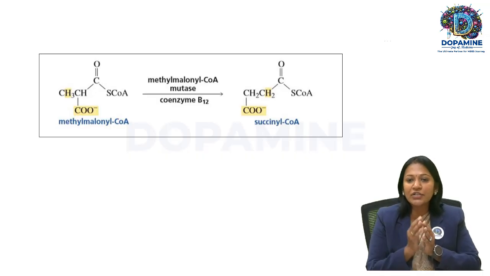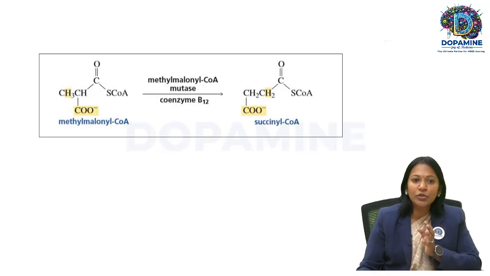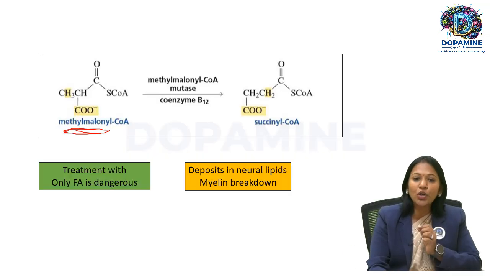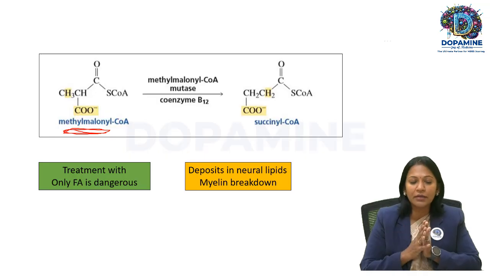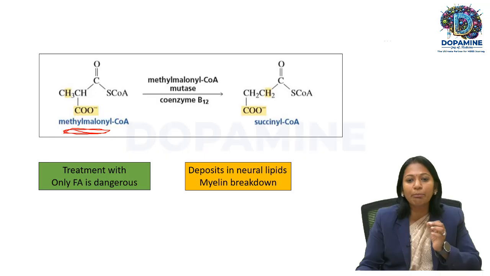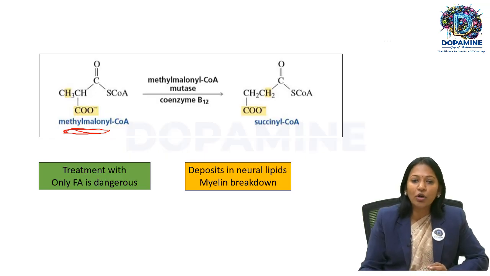If this reaction doesn't happen, what happens? The precursors, methylmalonate and propionate, will accumulate. If they accumulate, what will happen? They tend to accumulate in the myelin. They deposit in the neuronal lipids, causing myelin breakdown. That is the reason for the dorsolateral column of the spinal cord getting affected, leading on to all the neurological manifestations in vitamin B12 deficiency.